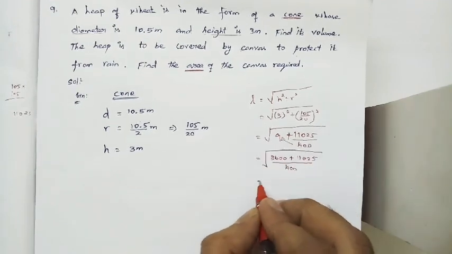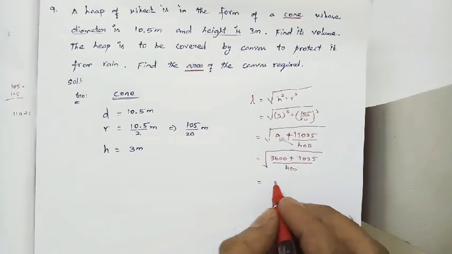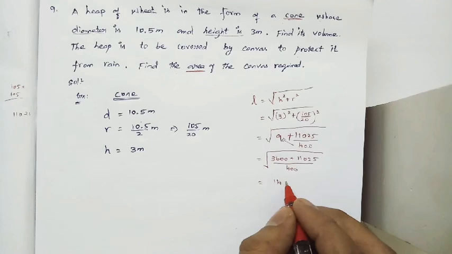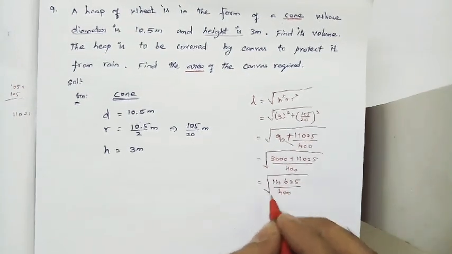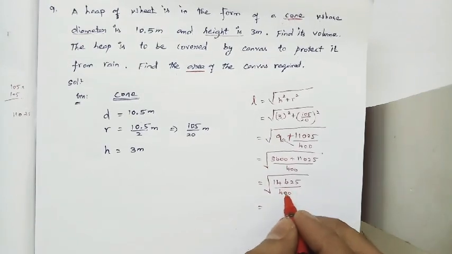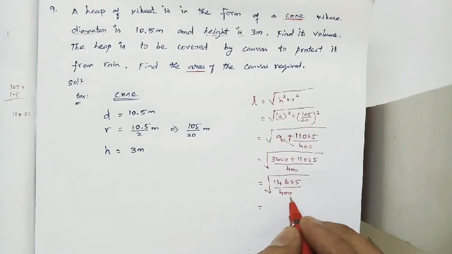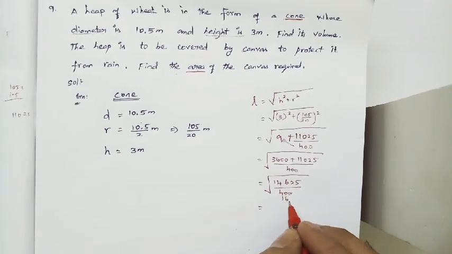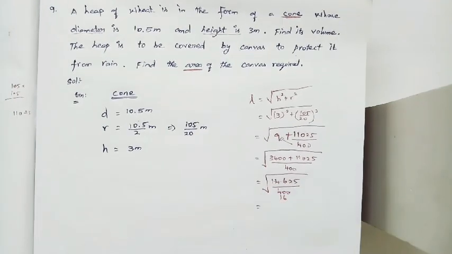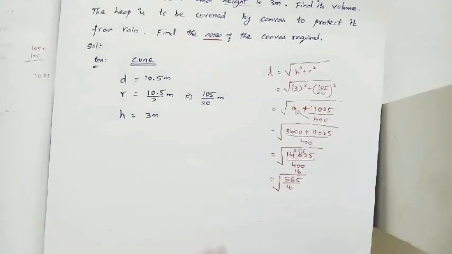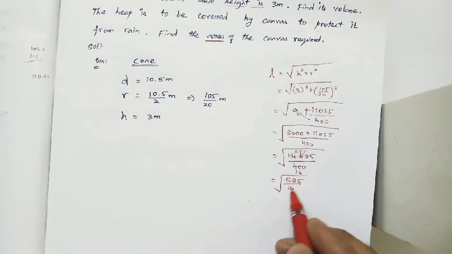Taking the square root, it's going to be somewhat bigger, right? You will simplify. By adding these two, we'll get 14,625 divided by 400, square root of. Both can be simplified by 25. Here 25 into 585 is 14,625, and 25 into 16 is 400. When I'm dividing by 400, I got 585 divided by 16.